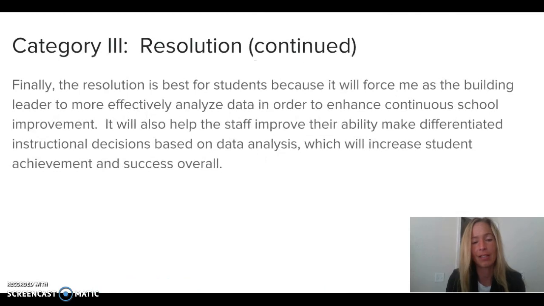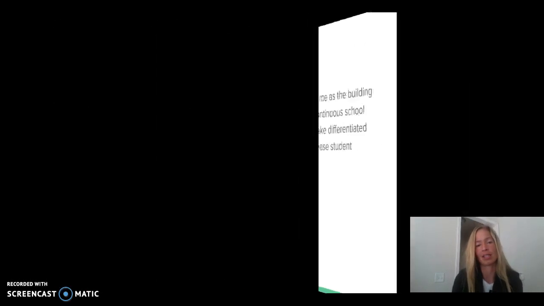And finally, the resolution is best for students because it will force me as the building leader to more effectively analyze data in order to enhance continuous school improvement. It will also help staff improve their ability to make differentiated instructional decisions based on data analysis, which will increase student achievement and success overall.